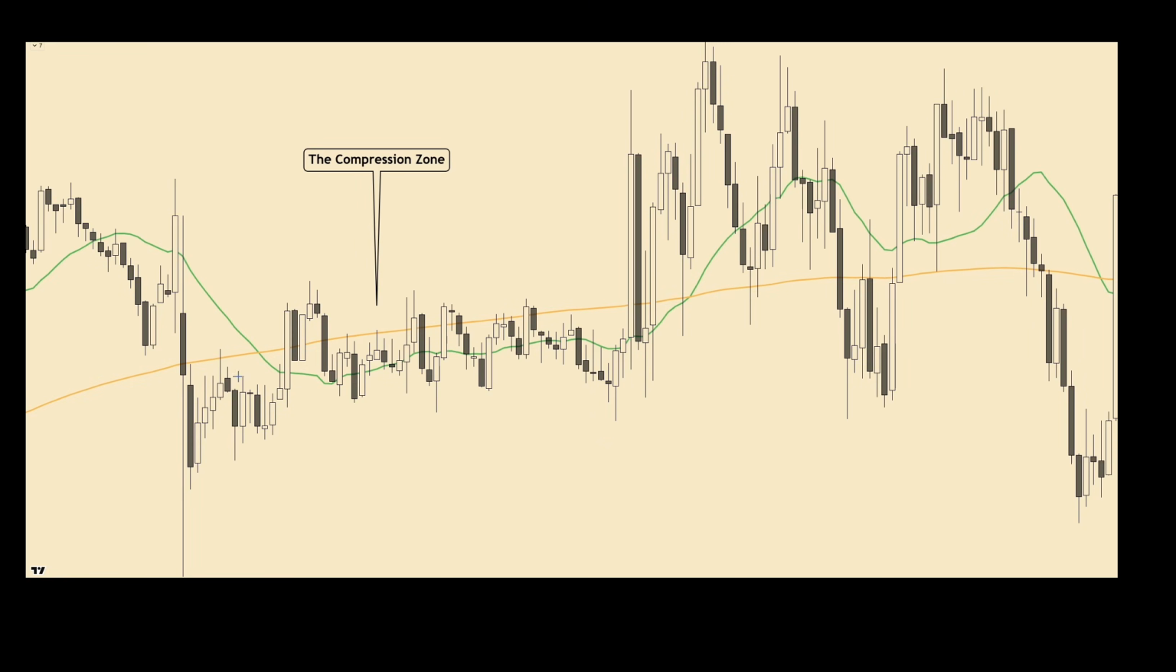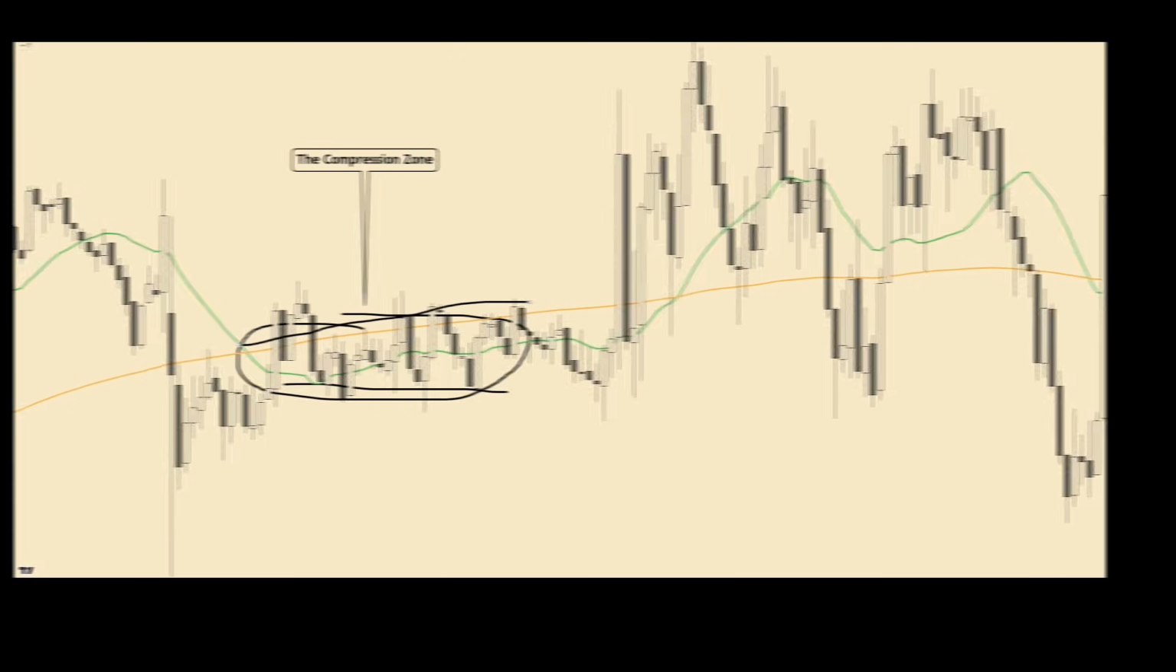Notice when price is stuck between the 20 and 200. One is acting as a floor and the other is acting as a ceiling. That is a compression zone. I don't take trades inside these areas and I wait to see the moving averages expanding away from each other.